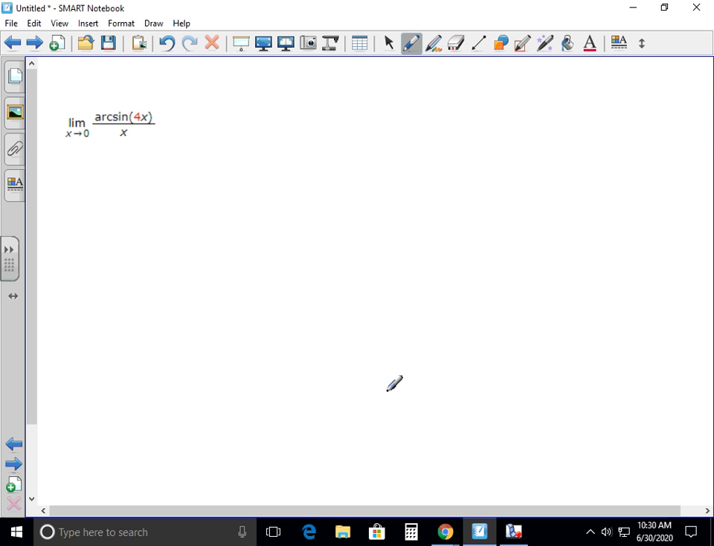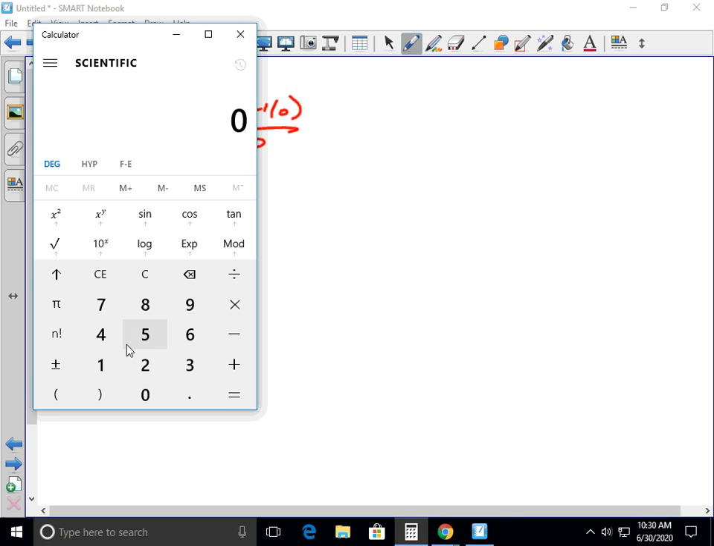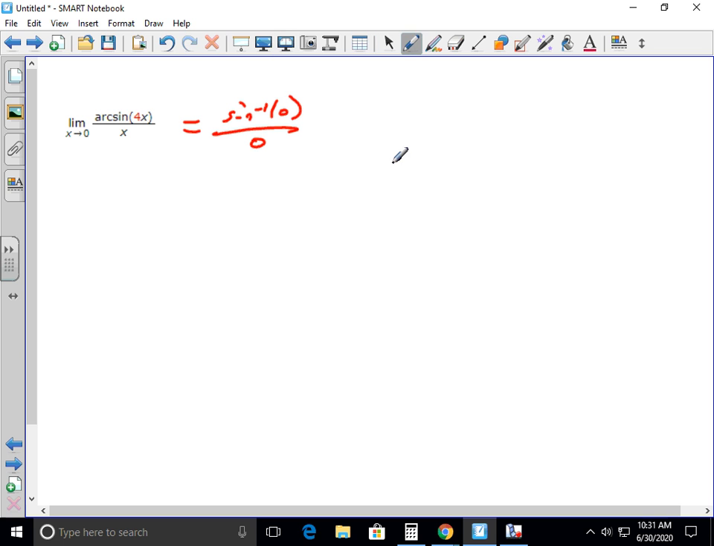All right, let's take a look at this one. By direct substitution, we would get arc sine or inverse sine of 0 on top, 0 on bottom. And if you just take your calculator out and you try to take inverse sine of 0, that's 0. So we have 0 over 0. This is another indeterminate form. So since it's indeterminate, we can use L'Hopital's rule.